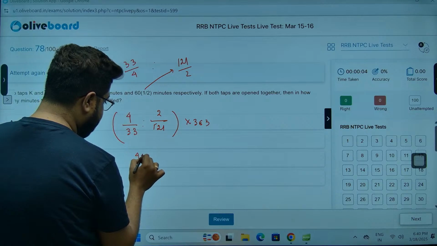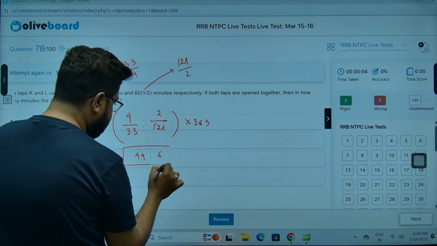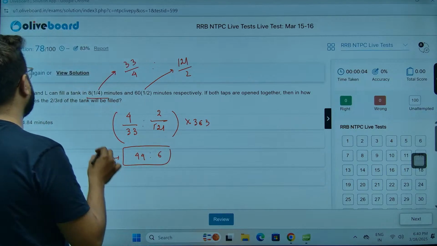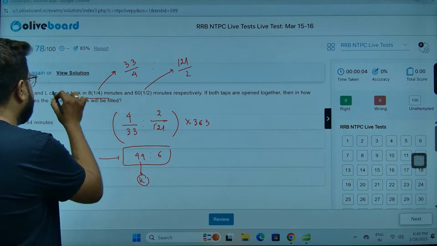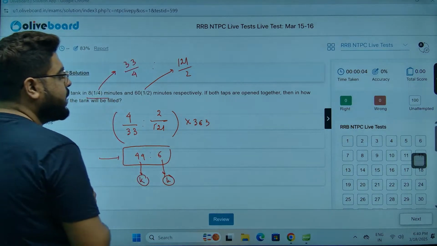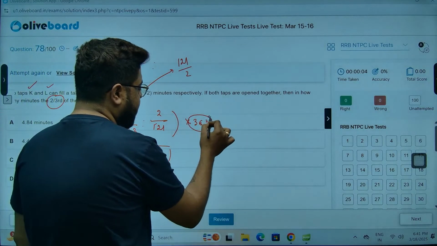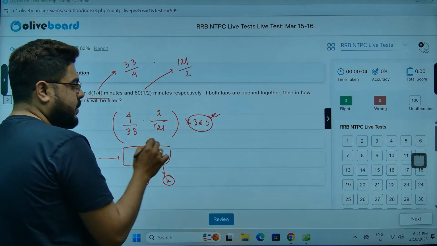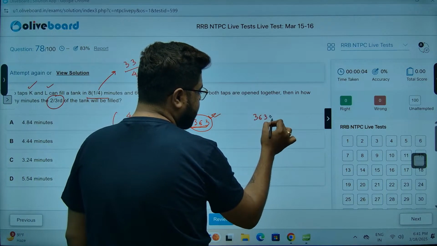11 times 4 is 44, and this is 3 times 2, which is 6. This is the efficiency ratio, meaning pipe K can fill 44 liters per minute and L can fill 6 liters per minute. Both are open together, filling 2/3 of the tank. This is the whole capacity, which is your LCM. So he needs to fill 2/3 of this, 363 into 2/3.